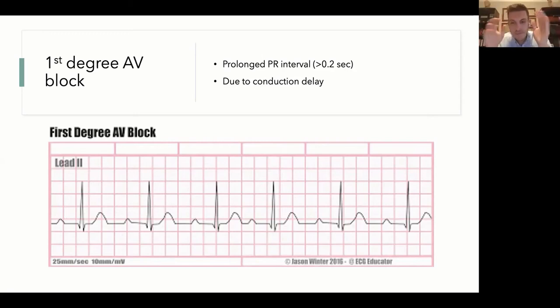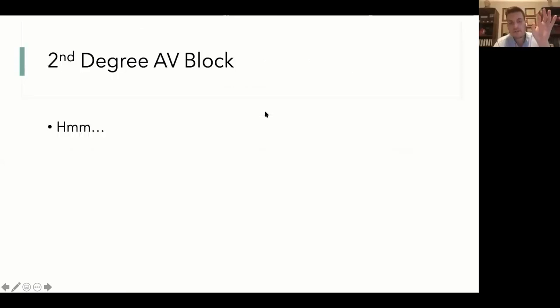Can everyone see the prolonged PR interval, or do they want me to explain how to see it? Do you all understand the concept of prolonged PR interval and how it appears on the ECG here? Yes. Okay, so this is second degree.